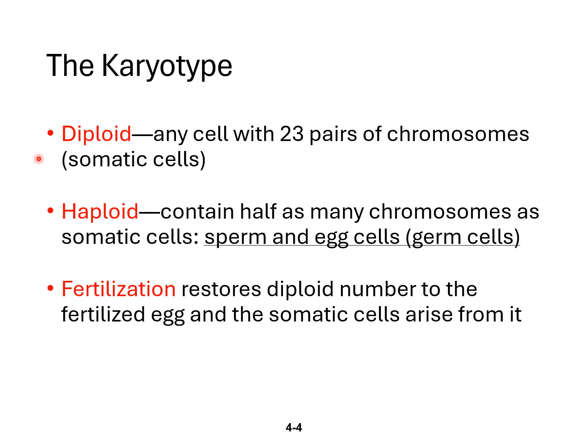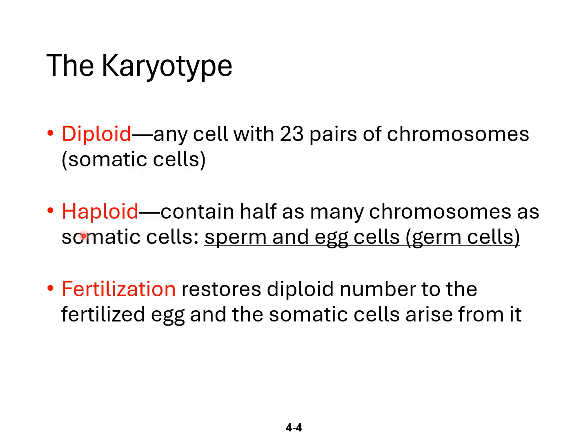So now you have other terms with numbers to memorize. Diploid is a cell with 23 pairs of chromosomes. 23 pairs means you have 46 chromosomes total. Haploid contains half as many chromosomes as somatic cells, like sperm and egg cells. So what's half? You don't have 23 pairs, you have 23 chromosomes in haploid cells.